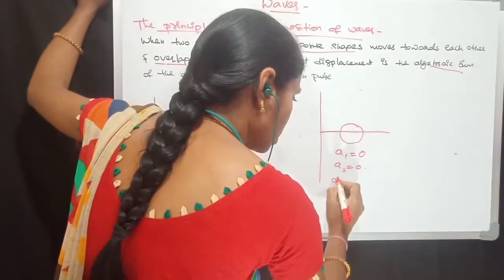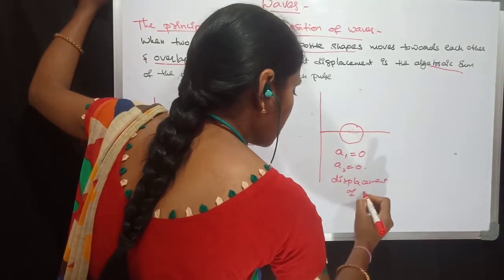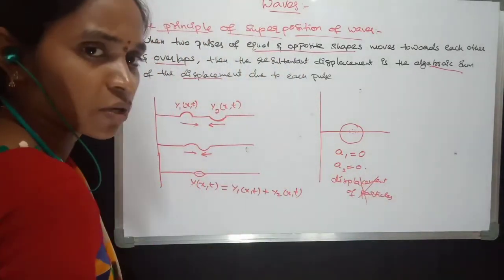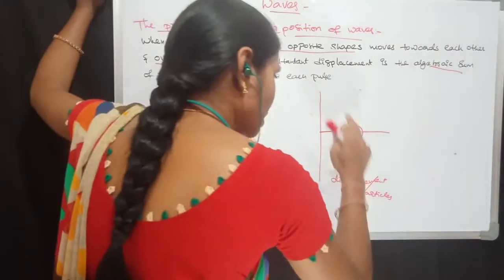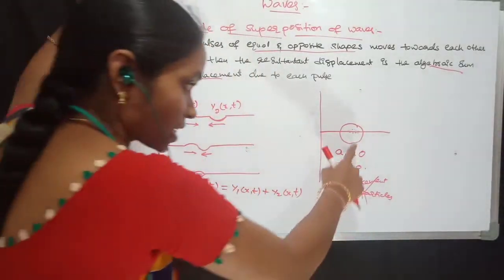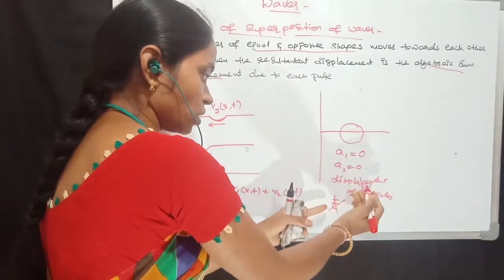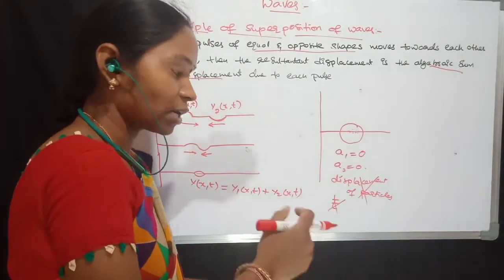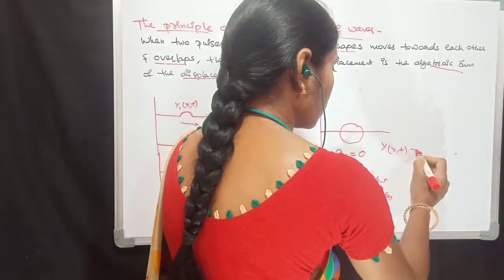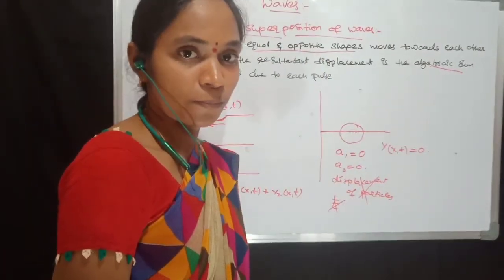That means there is no displacement of the particles. If there is no amplitude, there is no displacement of the particle. Therefore, at this point, there is no transfer of energy. So, whenever there is no displacement of the particles, there will be no waveform. The resultant waveform will be equal to 0 as the displacement of the particles is equal to 0.